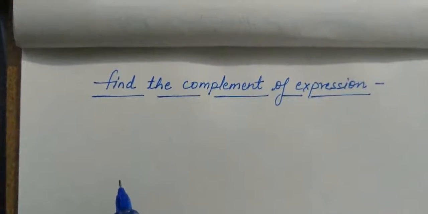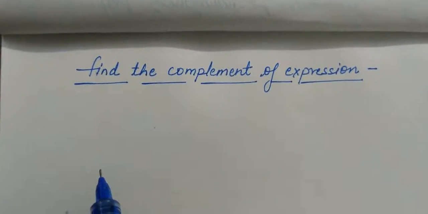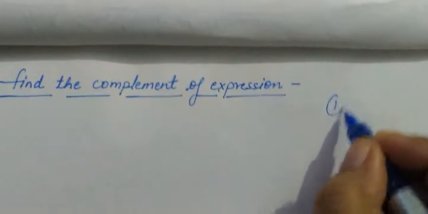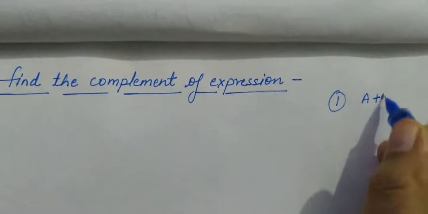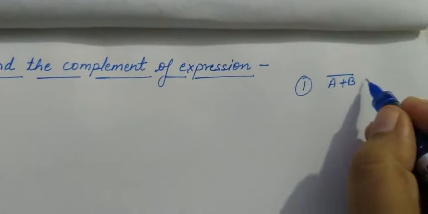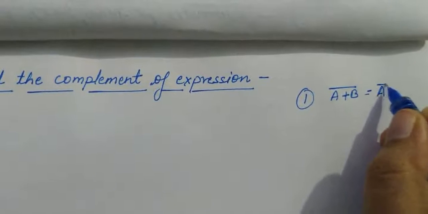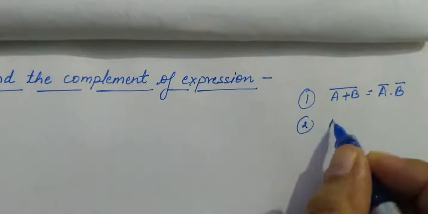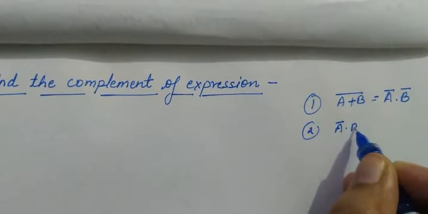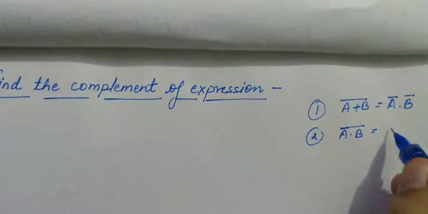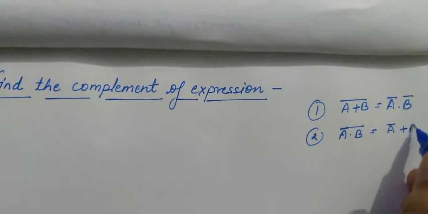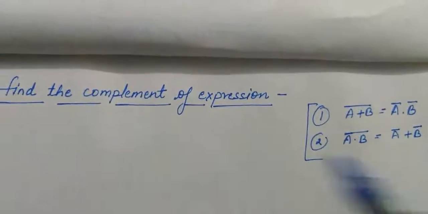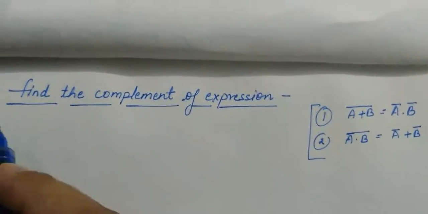Good morning everyone. So till now we have done De Morgan's law. Two De Morgan's laws were there. The first law was (A plus B) whole complement is equal to A complement dot B complement. The second was (A dot B) whole complement is equal to A complement plus B complement. Now these two laws we will use to find the complement of any expression.